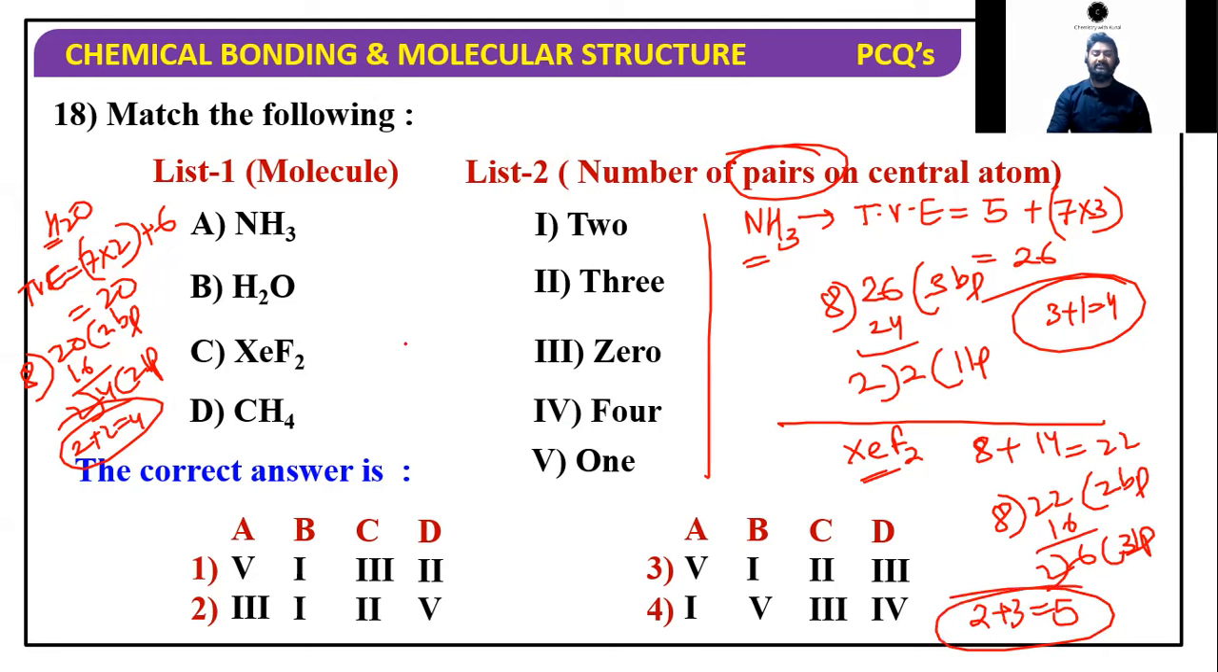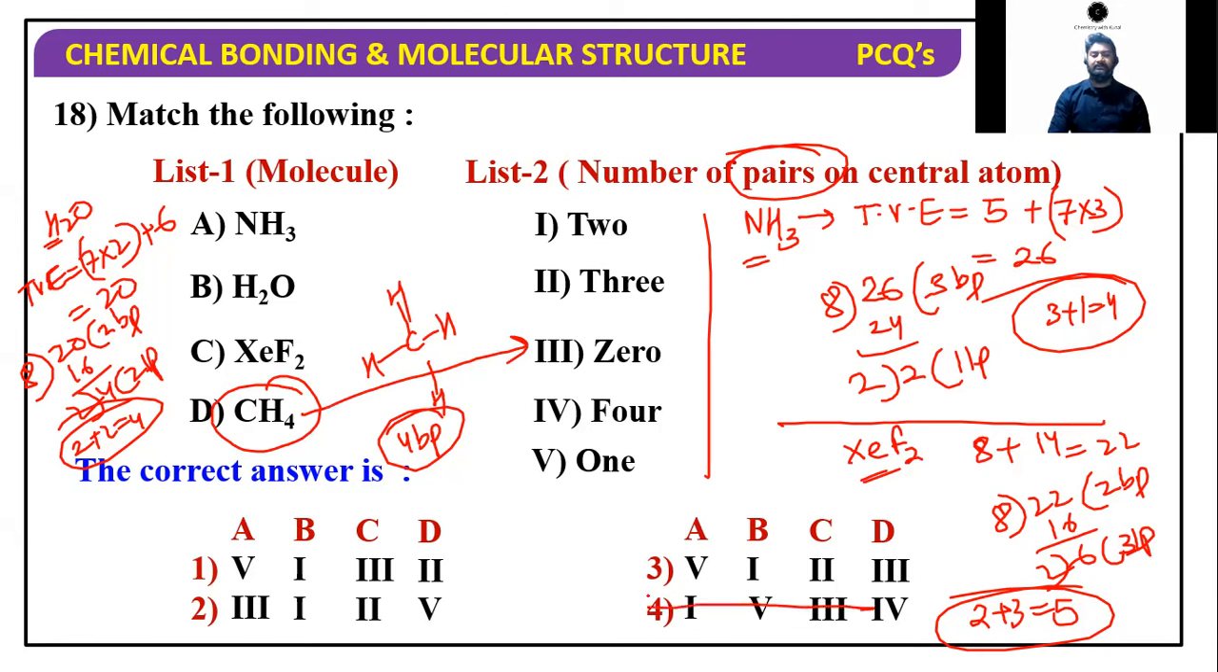And the last one is methane. So methane has 4 bonds, no lone pairs. So 4 bond pairs, 0 lone pairs. So I think they're asking lone pairs. Otherwise, this option makes no sense. So methane has 0. That means D should be mapped with 3. So how many options have D3? Only one. That is the answer, option number 3.